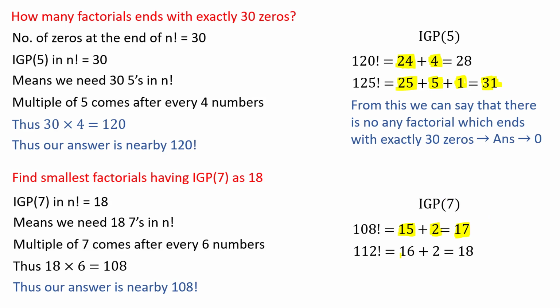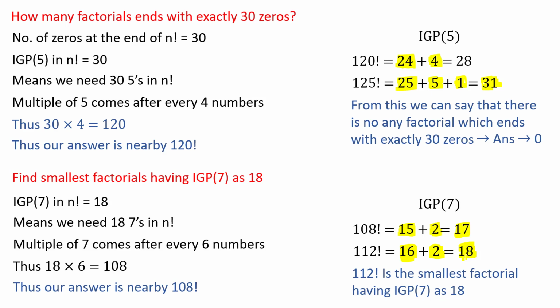Divide 112 by 7, the quotient is 16. Divide 16 by 7, the quotient is 2. Divide 2 by 7, the quotient is 0. So we need to stop here. And the sum of all these quotients is how much? 18. So from this, we can see that 112 factorial is the smallest factorial having IGP of 7 as 18.